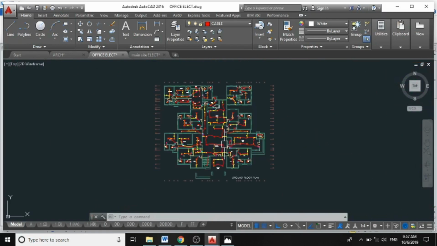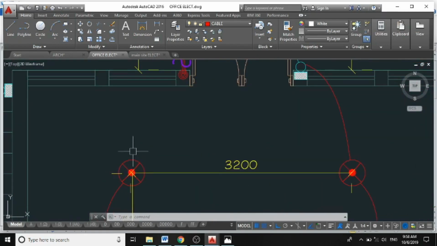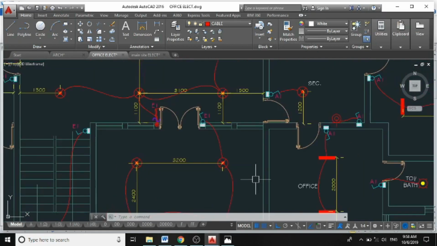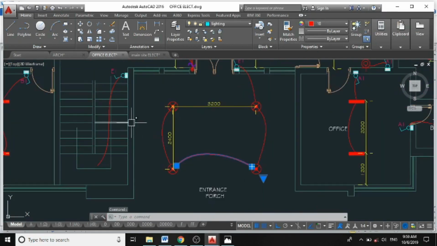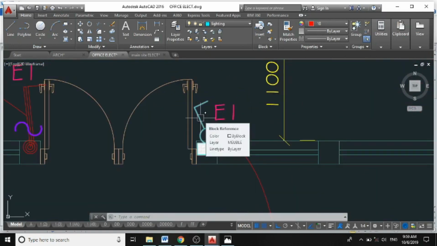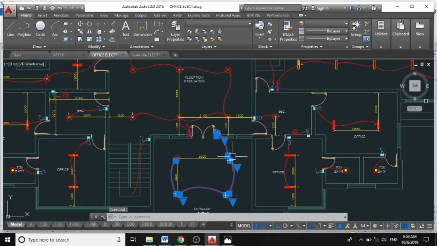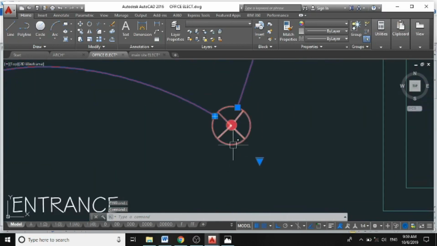So here is my lighting design. After I've distributed my lighting fixtures and I've run my circuit, they need to be connected to a point. Thus, I will need an electrical switch. Here is my switch that is connected to this circuit for lighting fittings.